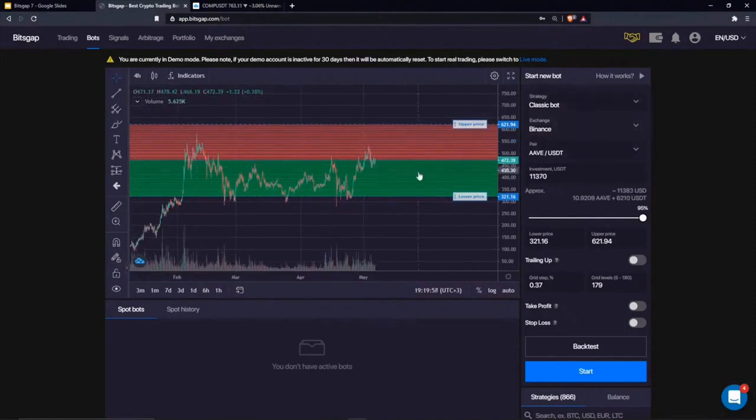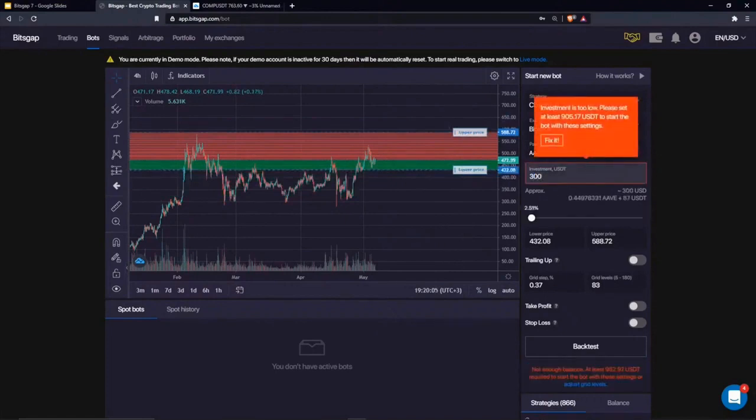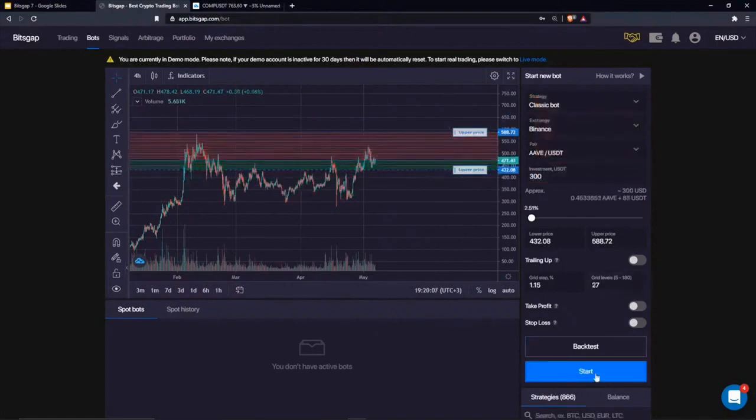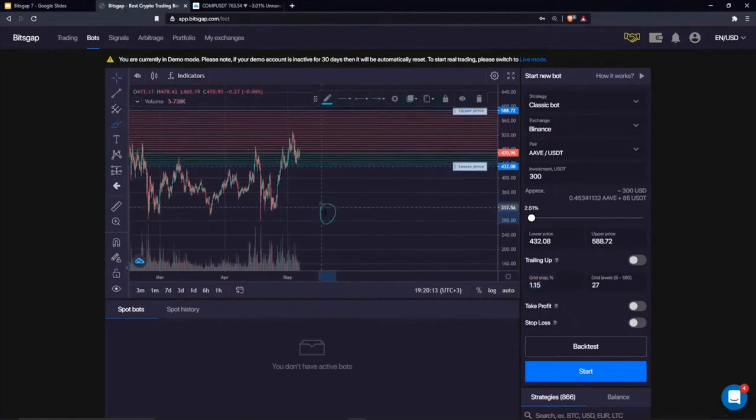So let's go back to the initial configuration, like this one, 300 investment, I think. That's the one we had adjusted. So for me, this grid step is good enough. It's a decent value. I usually trade from 0.